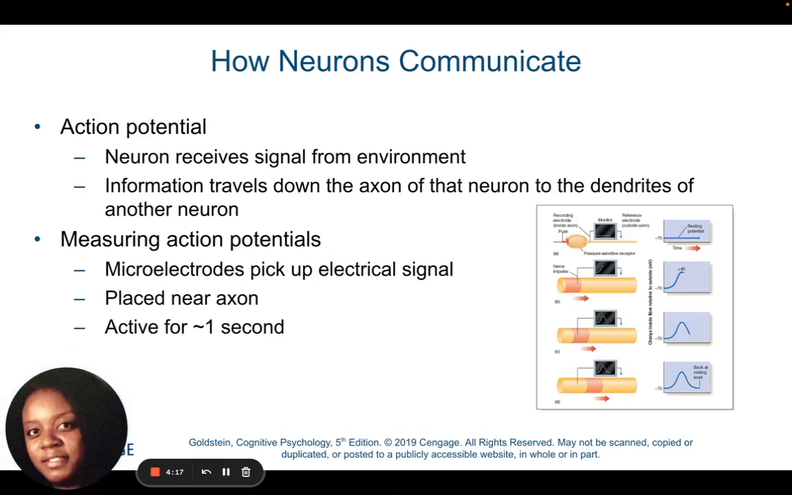When it comes to communication between neurons, neurons are able to communicate through what's called an action potential. An action potential occurs when the neuron sends a signal from the environment and it travels down the axon and continues to move.